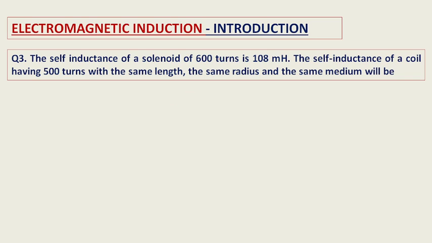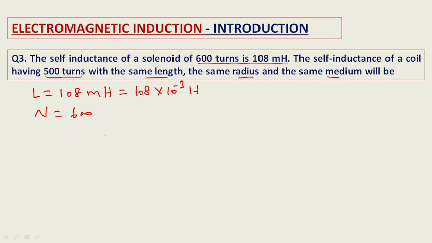Next, the self-inductance of a solenoid of 600 turns is 108 millihenry. So it is given. What are the things we are given? We are given L is equal to 108 millihenry, which we can write as 108 into 10 power of minus 3 Henry, and the number of turns is given to us as 600. The self-inductance of a coil having 500 turns with the same length, same radius and same medium will be?